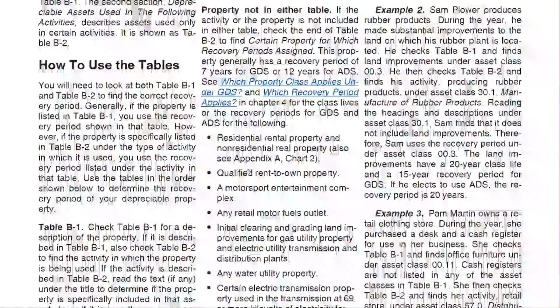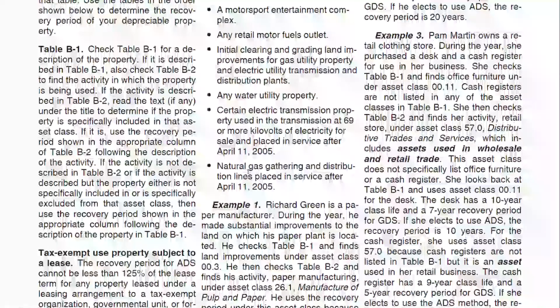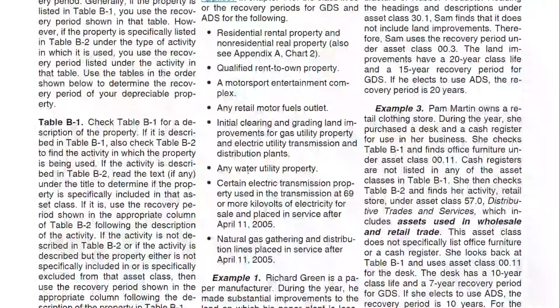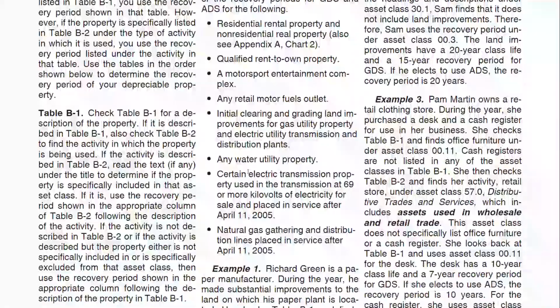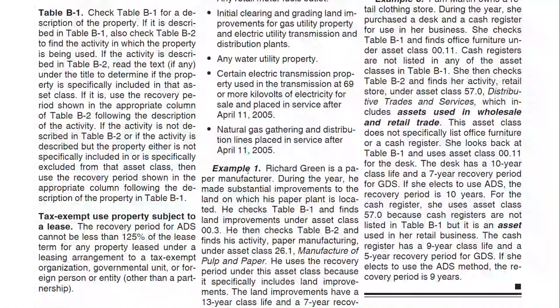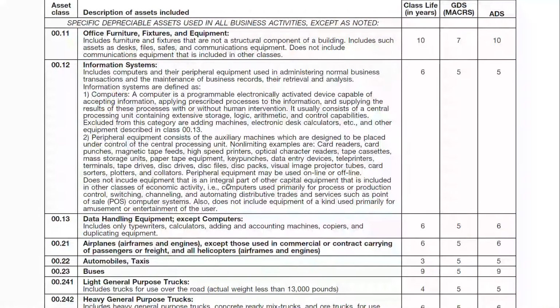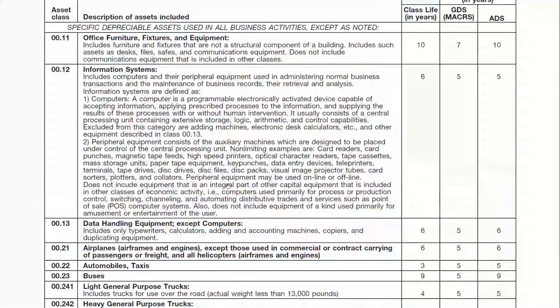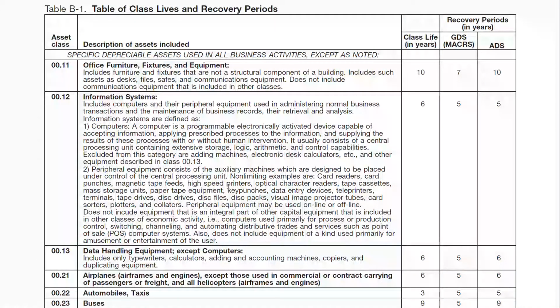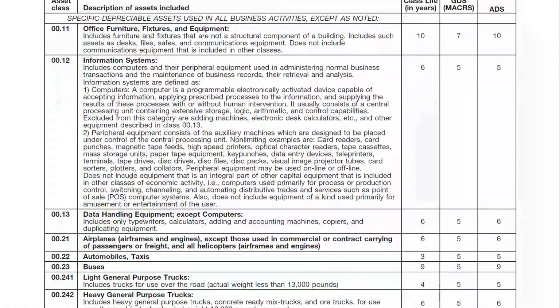I'll be using these 2 examples that IRS gives in these documents, example 1 and example 2 together first, and then we'll talk about example 3. In example 1, someone is manufacturing paper. In example 2, the person is manufacturing rubber, and both individuals have done some significant improvement on the land. So what you have to do to correctly find out the property class and its recovery period, first you have to look at table B1.